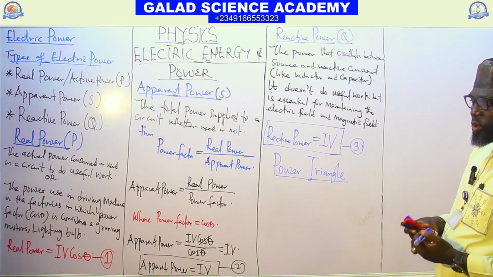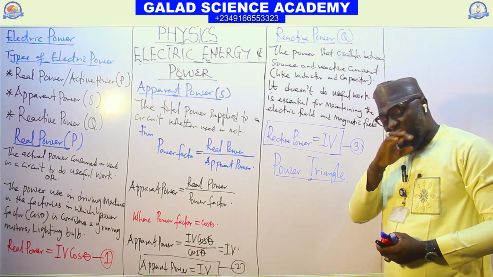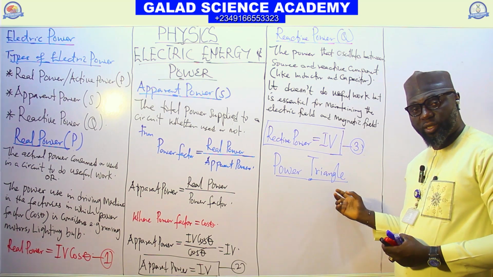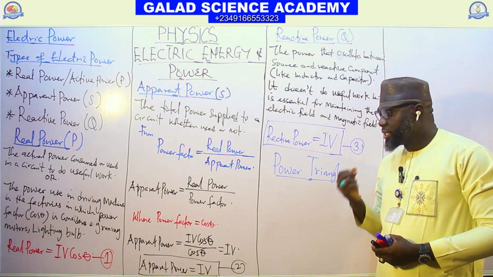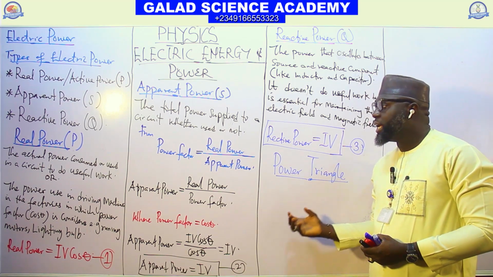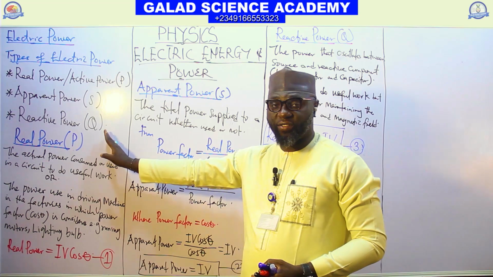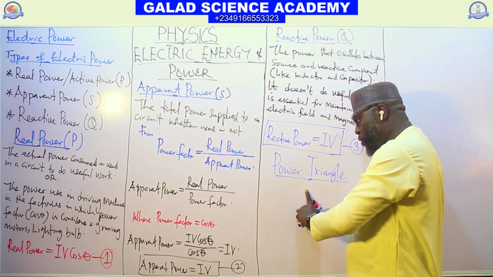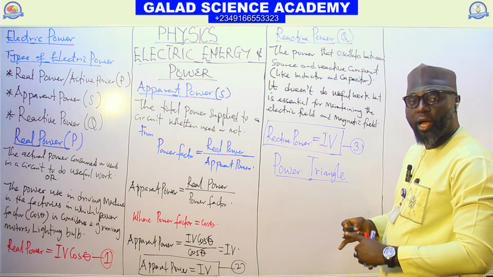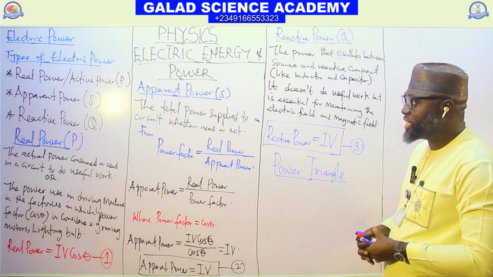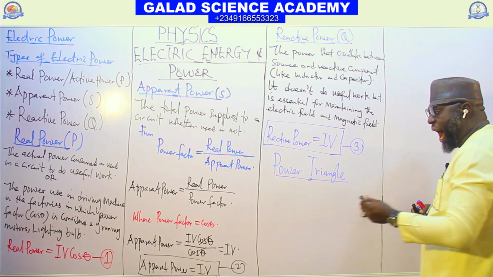What is the power triangle? Power triangle is a graphical illustration that shows the relationship between the three types of power we have here: real, apparent, and reactive power. So this power triangle shows the relationship between the real power, apparent power, and the reactive power.